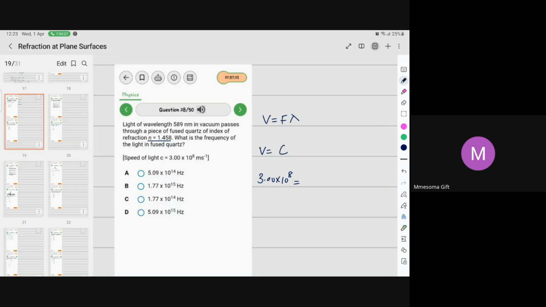Meso said A. Good. Thank you, Meso. Thank you for saving me that stress, right?